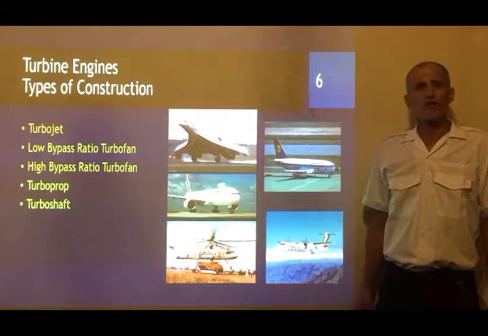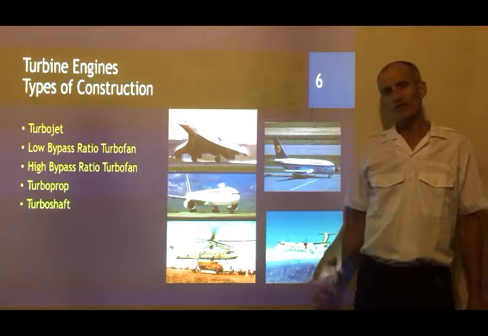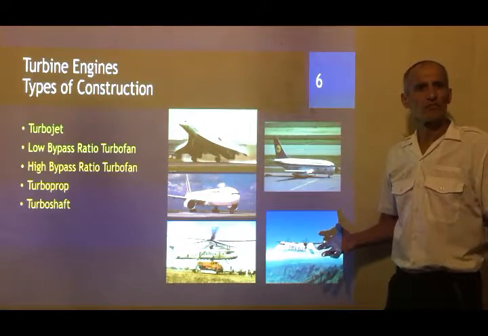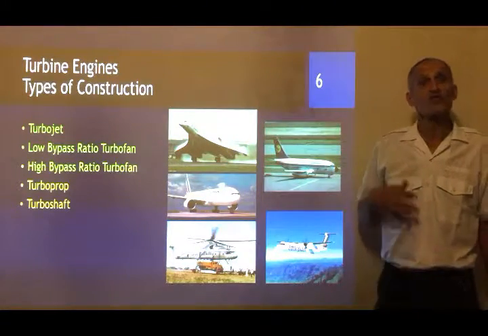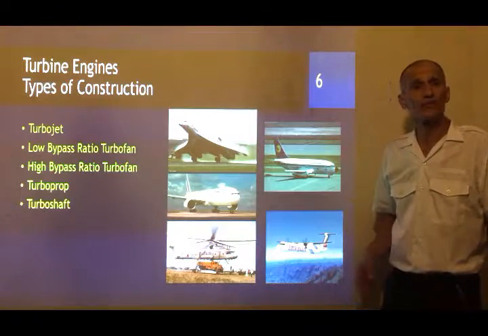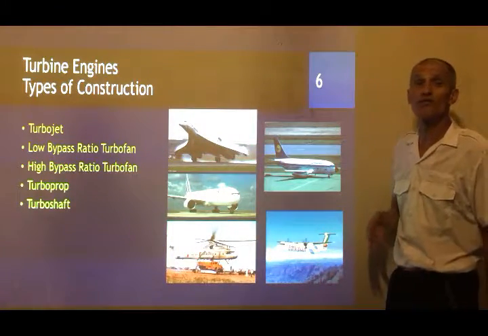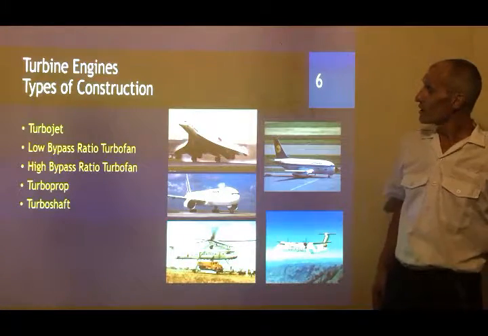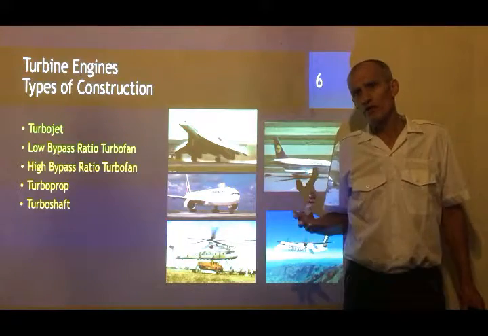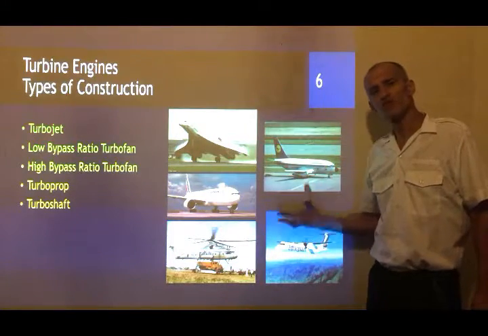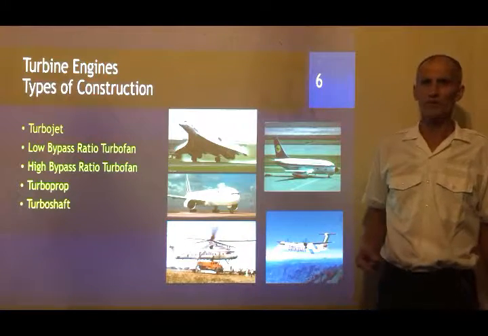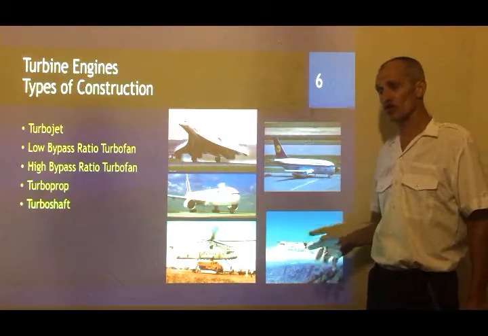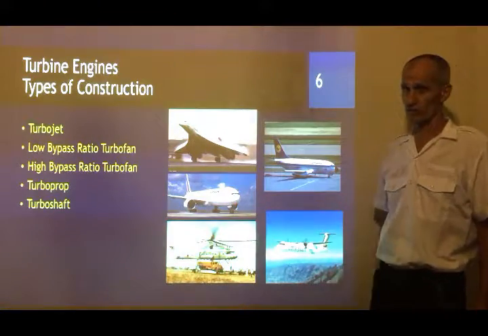There are different types of turbine engines which have common features. There's the pure turbojet, the low bypass ratio turbofan, the high bypass ratio turbofan, the turboprop and the turboshaft. You'll see that each of these engine types of construction has one thing in common: turbo. It's got a turbine in it. And it's not just a jet engine, it's a turbine engine.